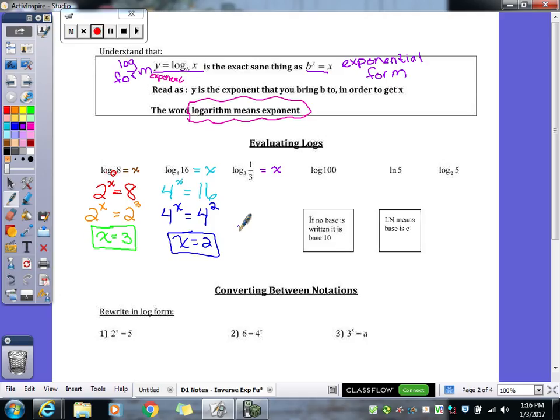All right, so our third one there, again, I'm going to set that equal to x. So what's our base? Our exponent? And our answer? 1/3. So 3 to the x equals 1/3. Now how can we rewrite 1/3? 3 to the negative 1. Our negative exponent gives us that fraction. So 3 to the x equals 3 to the negative 1. So our answer is negative 1.